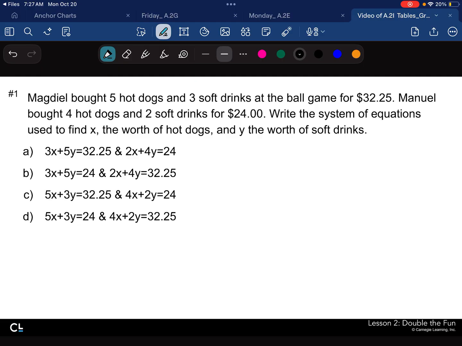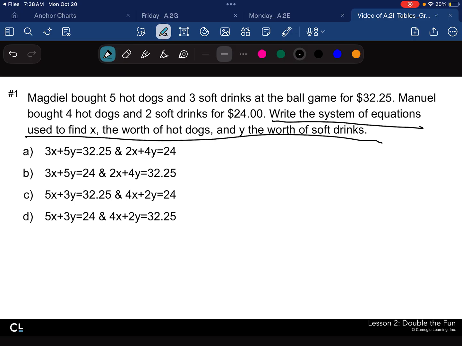All right, Mag bought 5 hot dogs and 3 soft drinks at a ball game for $32.25. Manuel bought 4 hot dogs and 2 soft drinks for $24. Write the system of equations you use to find X, the worth of hot dogs, and Y, the worth of soft drinks. As we do this, I'm going to first underline my question: write the system of equations.